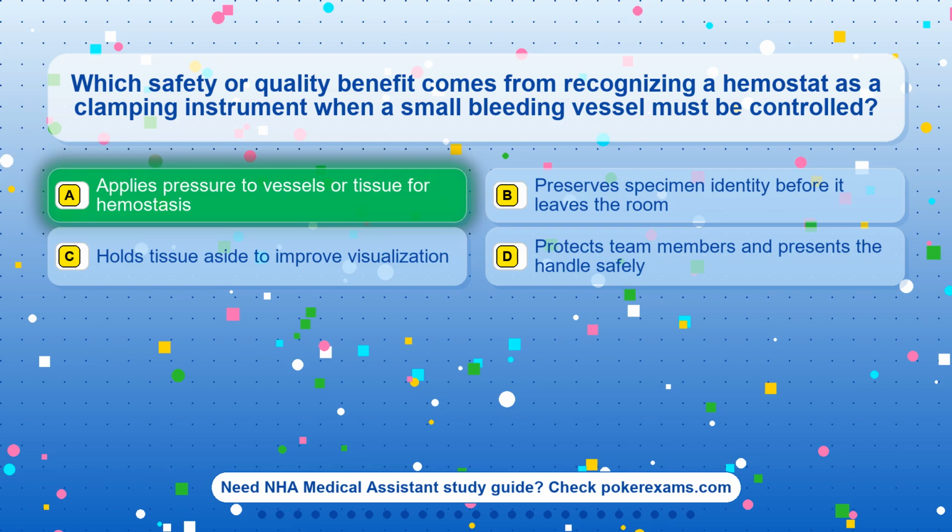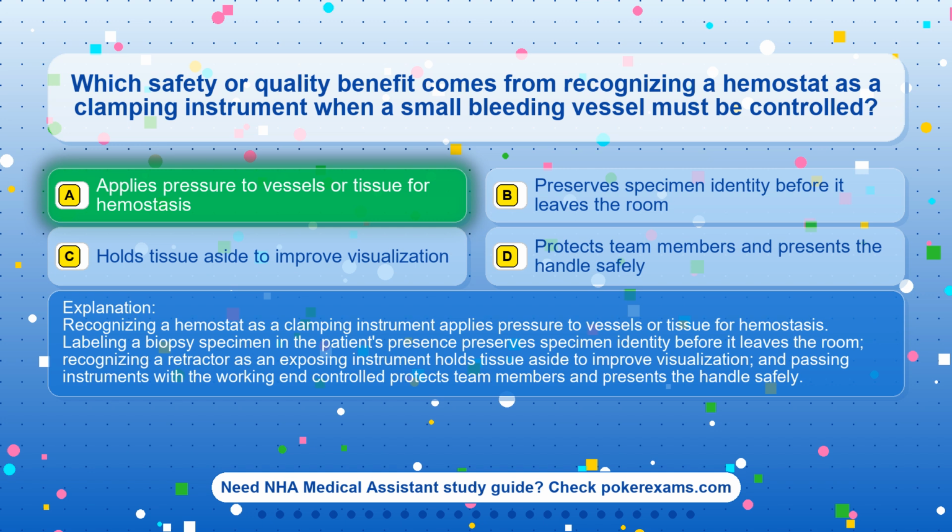The correct answer is option A, applies pressure to vessels or tissue for hemostasis. Recognizing a hemostat as a clamping instrument applies pressure to vessels or tissue for hemostasis. Labeling a biopsy specimen in the patient's presence preserves specimen identity before it leaves the room. Recognizing a retractor as an exposing instrument holds tissue aside to improve visualization, and passing instruments with the working end controlled protects team members and presents the handle safely.